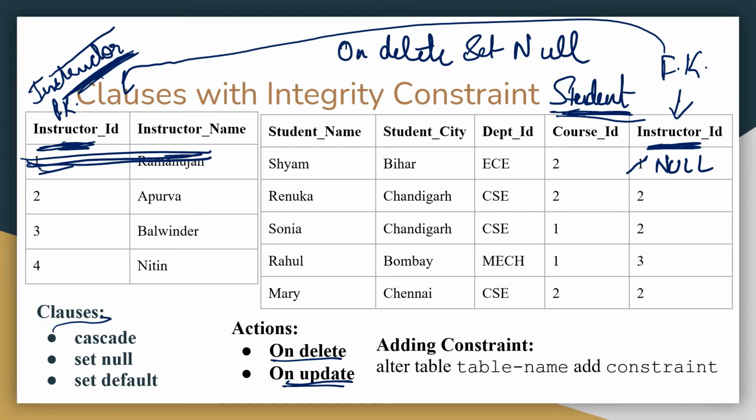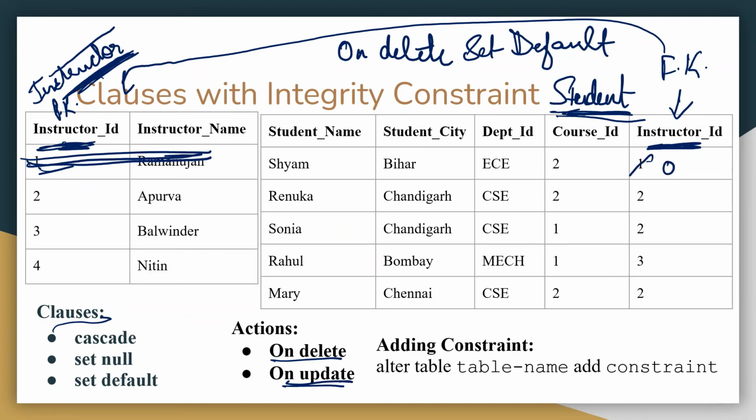Then another possibility is on delete set default, to set the instructor ID to a default value. The default value is the one which has been specified in the relation, or in any context. For example, set the default value as 0.